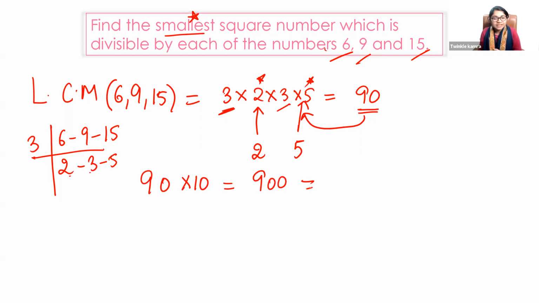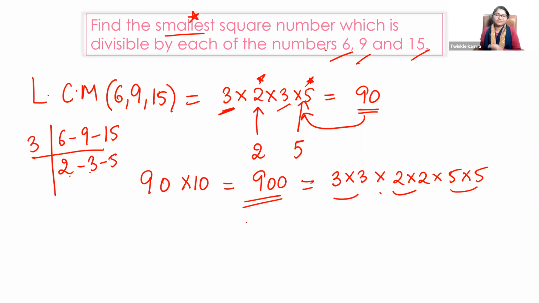And now if I look at its prime factorization, देखो क्या बनेगा ये? It is 3 into 3 into 2 into 2 into 5 into 5. Yes, this is a perfect square. So this is the smallest square number which is divisible by 6, 9, 15.